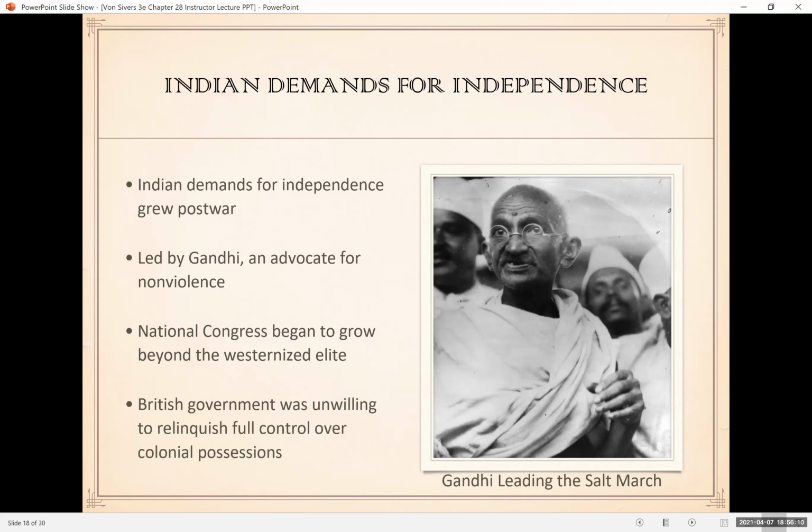And the British sent troops to beat them up. They did quite a bit of harm. They killed many people during this. But it was a political movement dedicated to nonviolence.